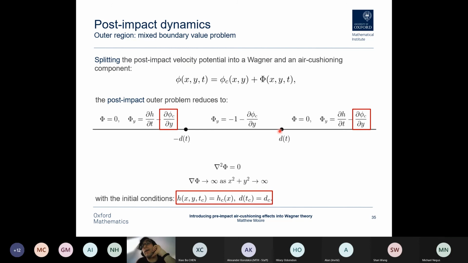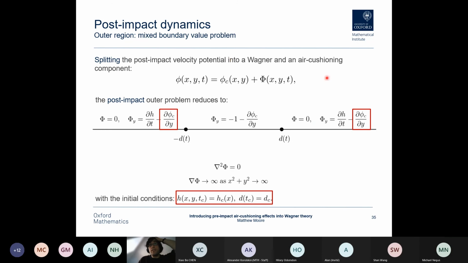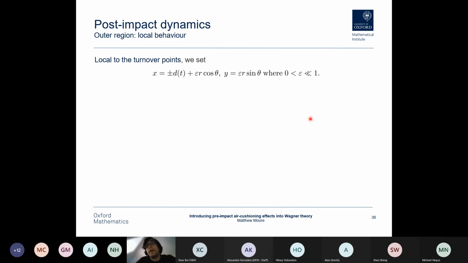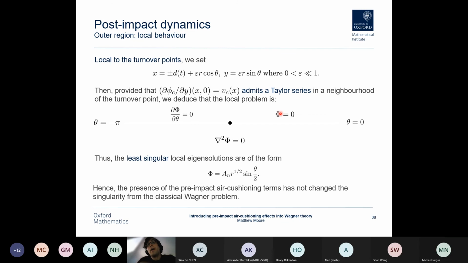So if we go away and solve this, we're going to solve it in a second. We have to quickly check, by looking close to these turnover points, that we have the same sort of local asymptotic behavior as we do in the classical Wagner problem. And so you can do that by just zooming in local to one of these points D here, which mark the switch between the rigid body and the free surface. And if you look locally and use polar coordinates, you get this sort of local problem where you're seeking eigensolutions for Laplace's equation with no flux through the body and a free surface condition. And this means that the local eigensolutions are of the form r to the half sine theta over 2, which tells you that there's square root bounded behavior in the velocity potential local to the turnover points, or sorry, local to these plus or minus d.